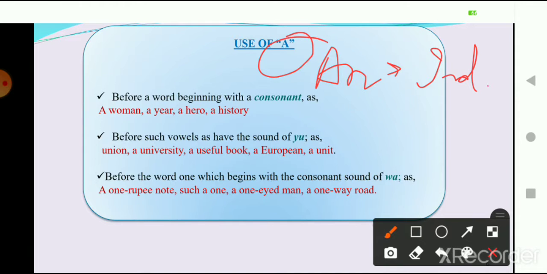Okay, what are indefinite articles? Students, indefinite articles are those articles which do not point out any particular thing or person. They are not able to point out a particular person or thing. And what are demonstrative adjectives?